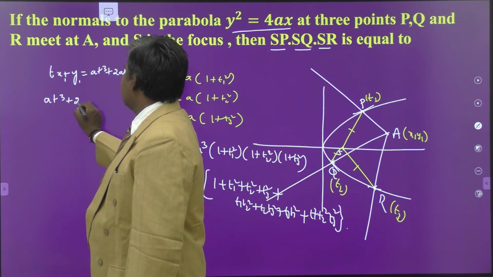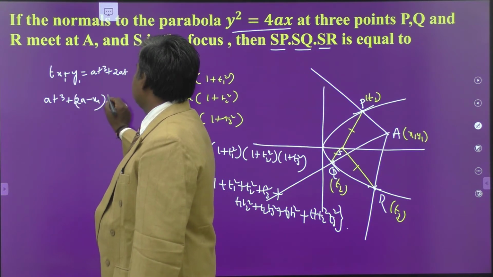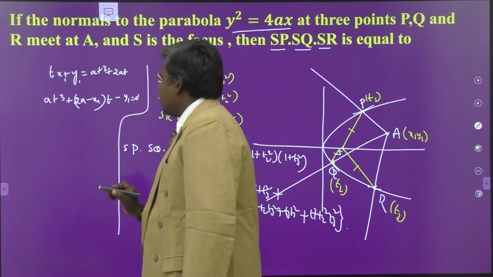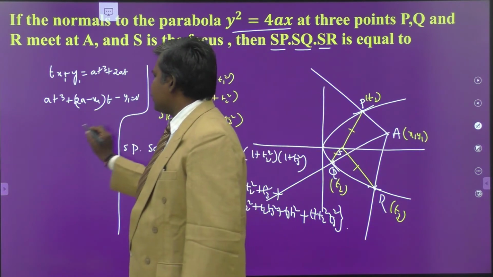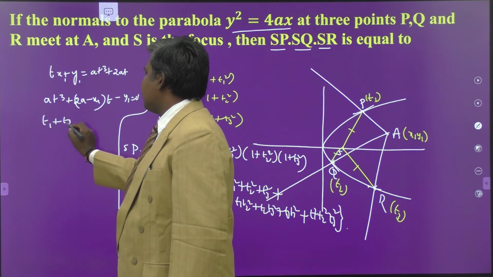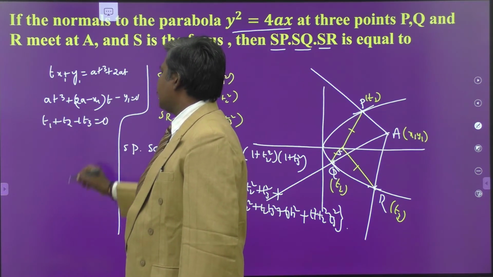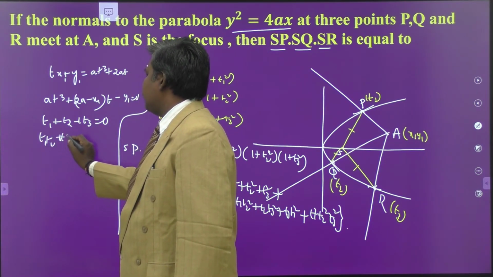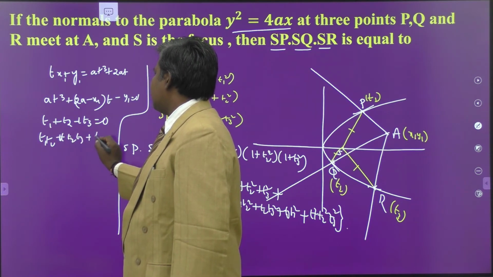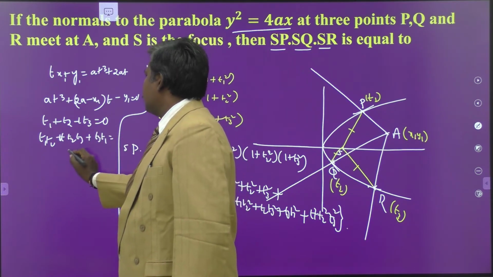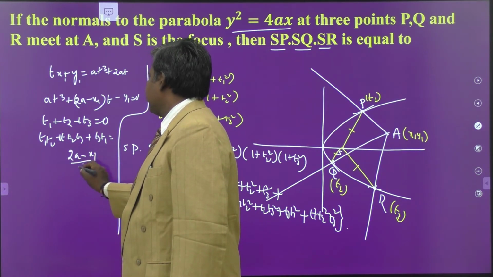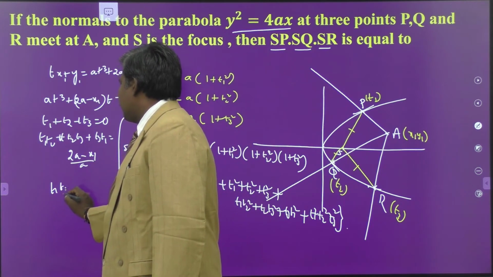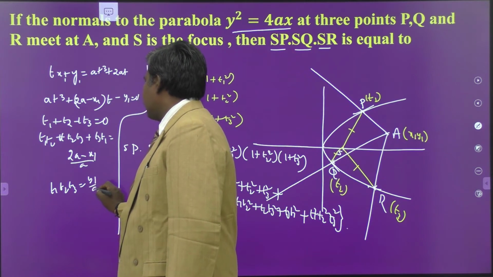at cube plus (2a minus x1) into t minus y1 is equal to 0. From this equation, what is the sum of slopes? t1 plus t2 plus t3 is equal to 0. The sum of the product of the roots taken two at a time is t1 t2 plus t2 t3 plus t3 t1 is equal to (2a minus x1) by a. The product of the roots t1 t2 t3 is equal to y1 by a.